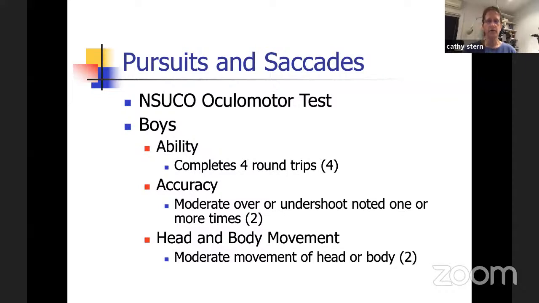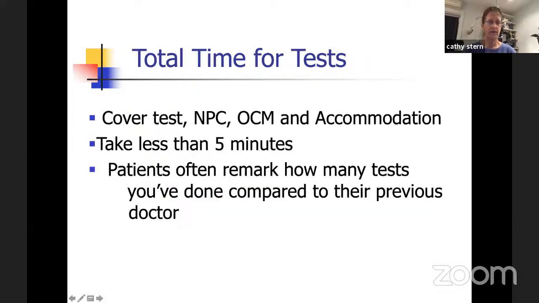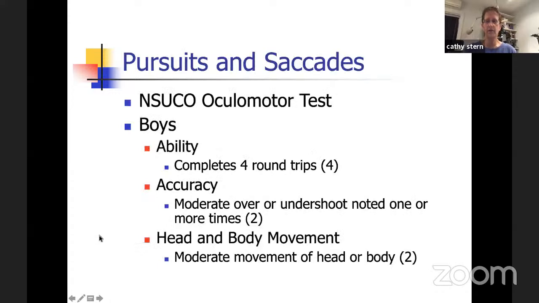And what are you looking for? Well, can they go back and forth 4 times? That would be a score of 4, which is good. You score it from 1 to 4. If they are accurate. So do I notice that they overshoot and come back, or they undershoot a little bit? For example, if that was noted 1 or more times, that would only be a score of 2. If they have any head or body movement, so if they have a little bit of movement of their head or their body, that might be a 2. If they're totally following with their head, that's going to be a 1.